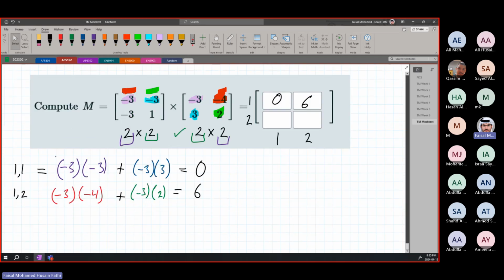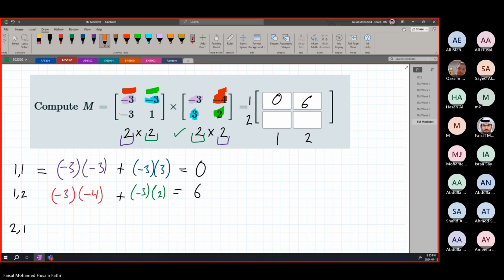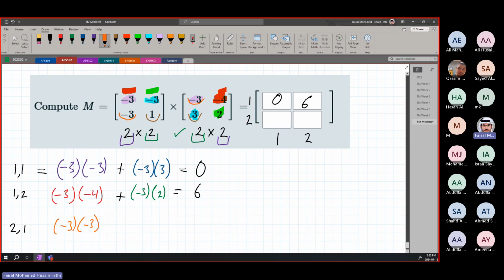Now that we finished with our first row, we're going to look at our second row. Second row, first column. So we're going to be looking at this value, minus 3, and first row. All right. First column. So the second row times the first column. And then we're going to be doing the first row, first column, the second value of it. So minus 3 times minus 3, all right? And then 1 and 3, okay? Addition in between.